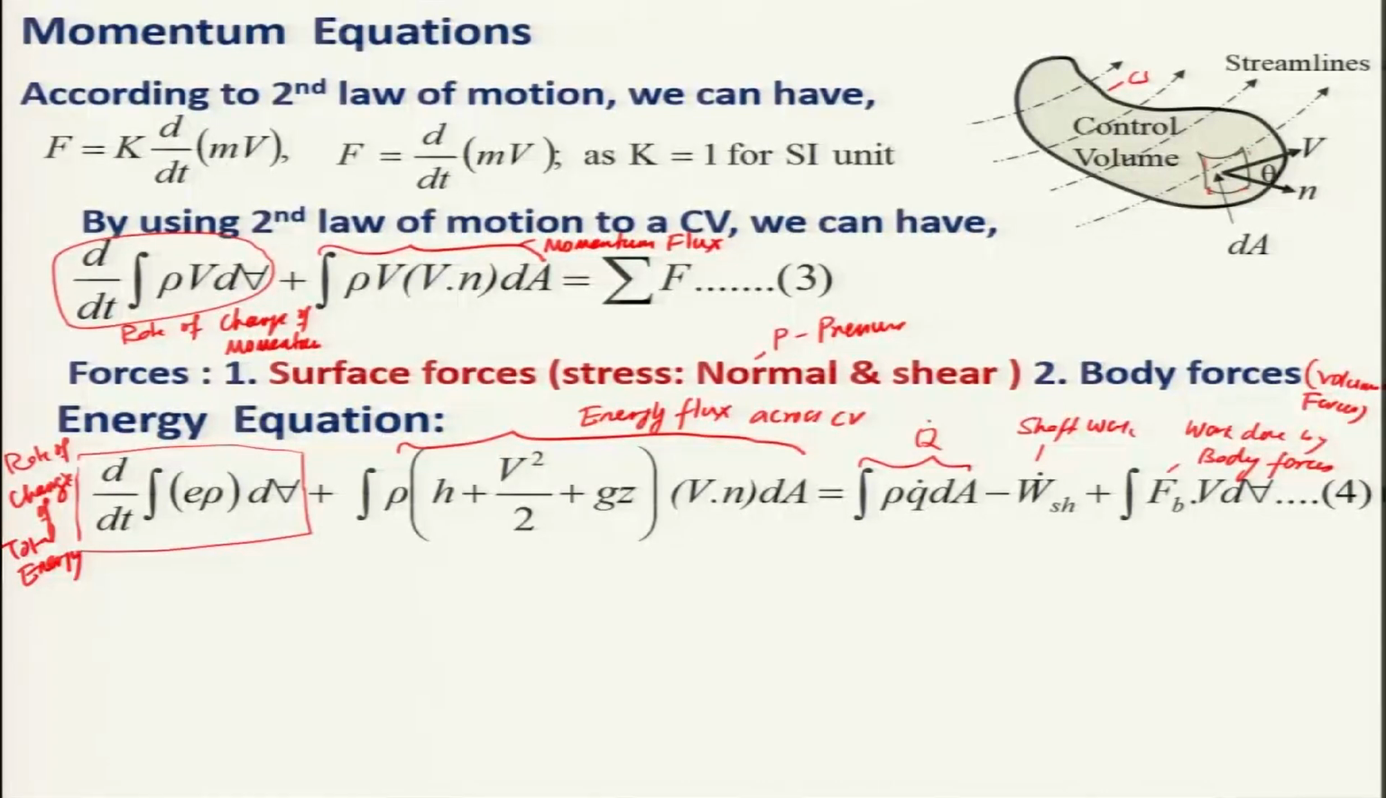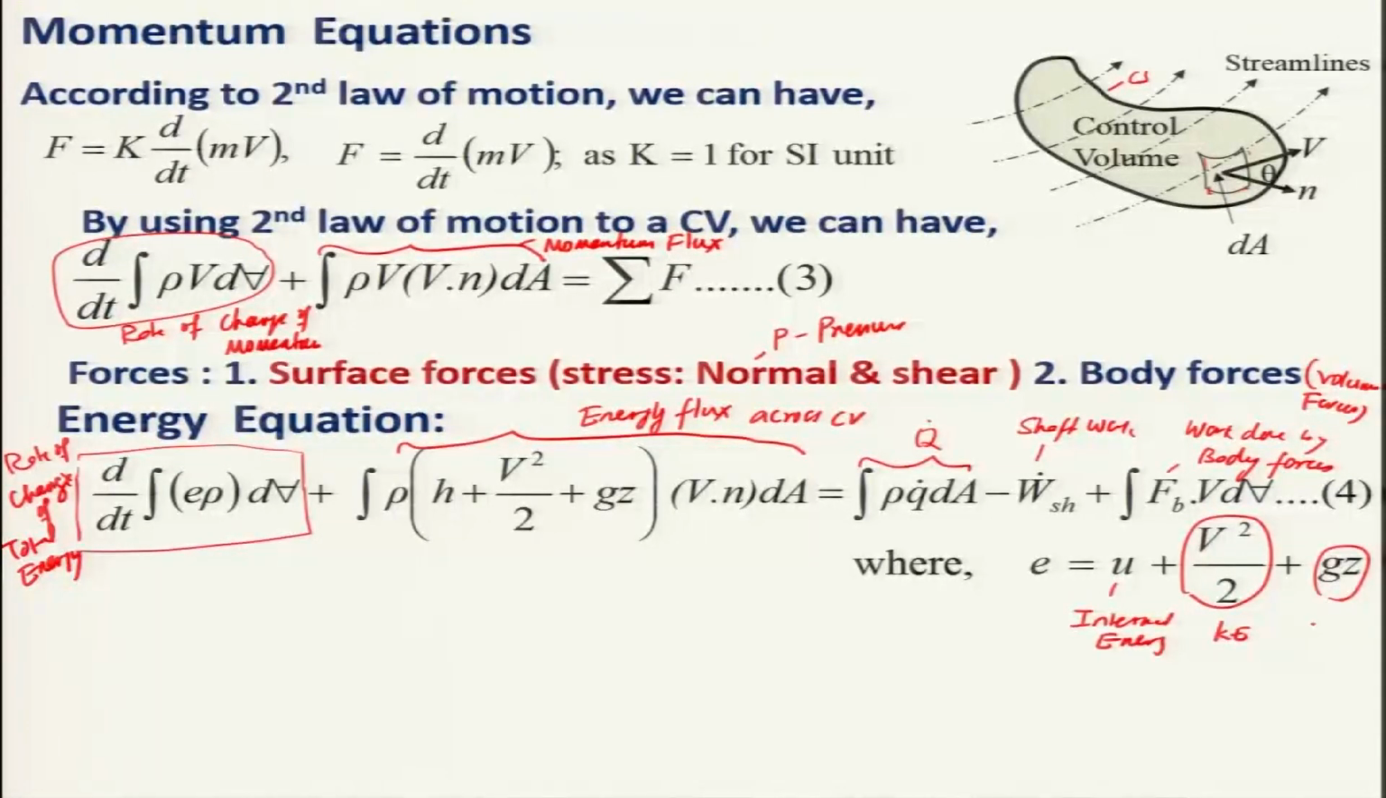Keep in mind that, as I told earlier, this E is nothing but your internal energy, and this is your specific kinetic energy Ke, and this is your specific potential energy. Specific means basically per unit mass, and this is also the specific internal energy.